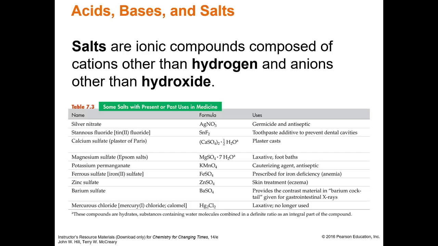Salts are ionic compounds composed of cations other than hydrogen and anions other than hydroxide. So a salt is essentially not an acid or a base in the most basic definition of acid-base. Again, salts are ionic compounds that are not going to have hydrogen or hydroxide.